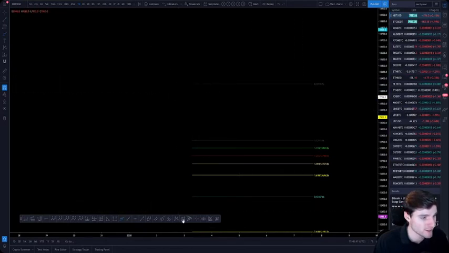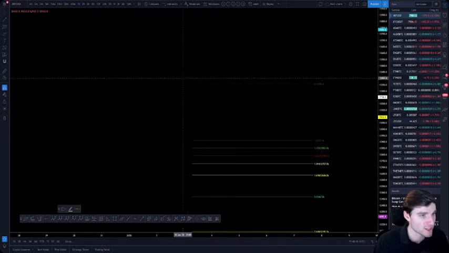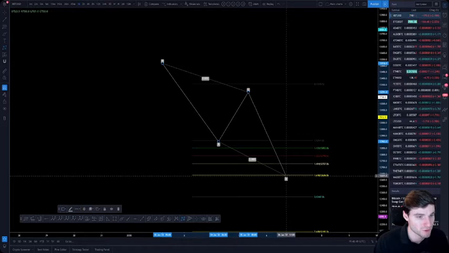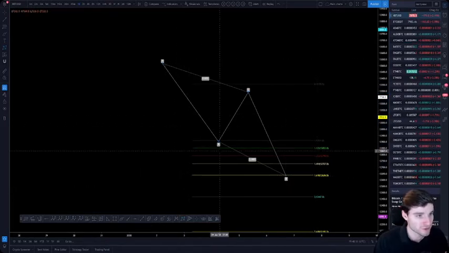Let's say we had our ABCD pattern, so we moved down, bounced up to the 618, came down to the 1618, and that was obviously our low and our high.